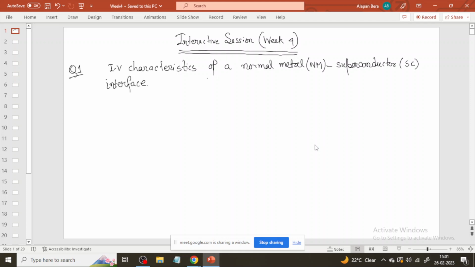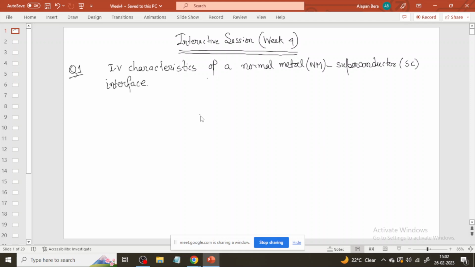I'll start with the first problem, which is related to the IV characteristics of a normal metal and superconductor interface. Basically, we'll study how, if we apply a voltage across the normal metal and superconductor interface, the current changes with the value of the voltage. So let's first try to draw a normal metal superconductor interface.